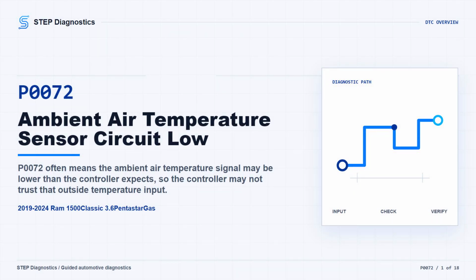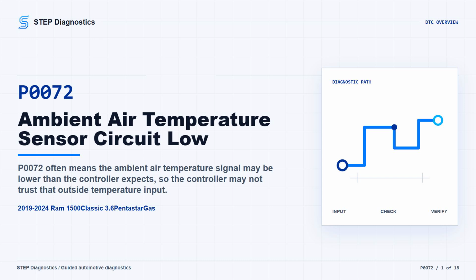On this Ram 1500 Classic, P0072 is an ambient air temperature sensor circuit low fault. In plain terms, the controller may be seeing the outside temperature signal pulled lower than expected. The truck may turn the MIL on, and the outside temperature data may be wrong or not trusted by the system.